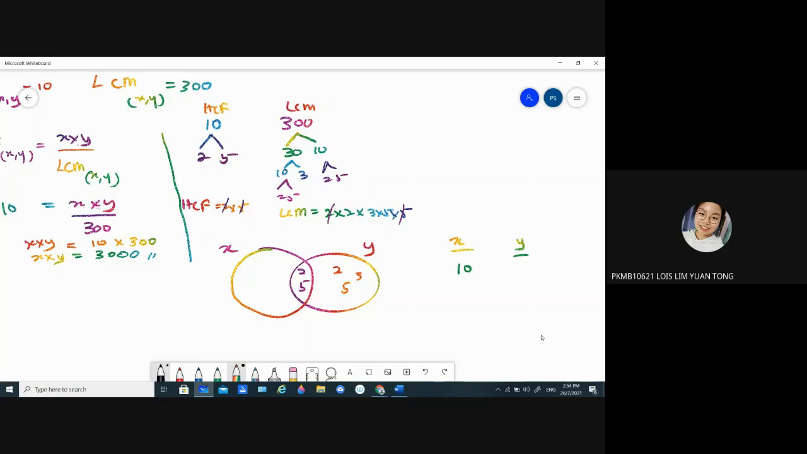50. Again, why 30? Is this 30? Y is 300. Yes, 300. So just now we found that x times y must give us 3000. So does x times y give us 3000? Yes. So this is correct. Is there any other choices? Is there any other possible values for x and y?